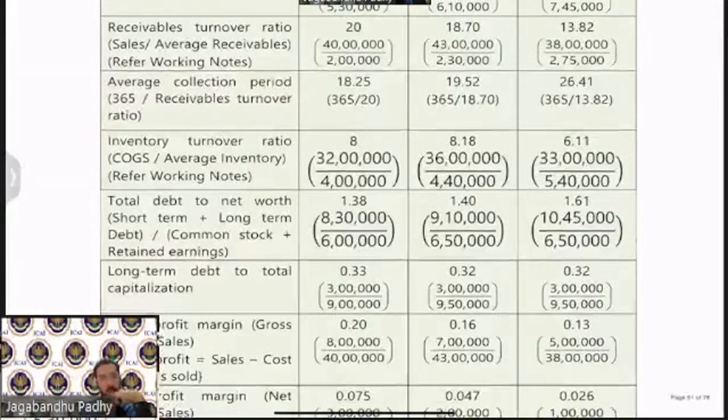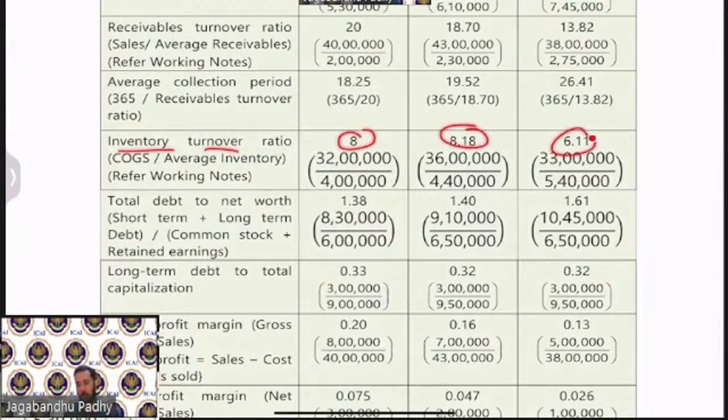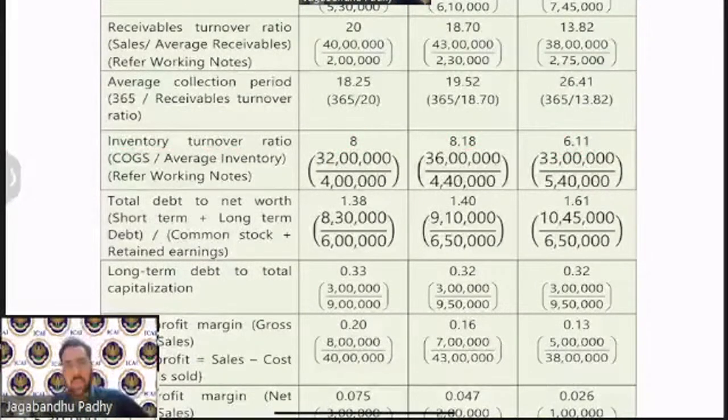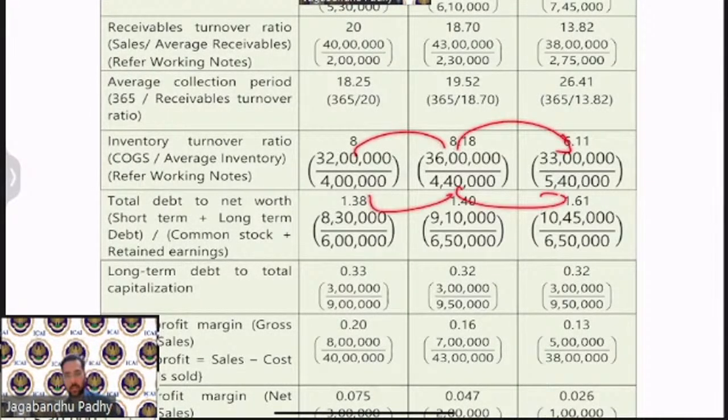Let's look at some more, the inventory turnover ratio. You see that it is 8.18 and then it has reduced to 6.11. That indicates that we are not good at selling right now because we are not able to pass on the inventory quickly. Or I can say I have piled up inventory. You see 4 lakh, 4 lakh 40 and 5 lakh 40. Ideally, as the sales increase or reduce, the same pattern should follow in the inventory. If the sales increase, you should maintain a higher level of inventory. If the sales decrease, you should reduce your inventory. But that's not the case. Inventory has actually increased.